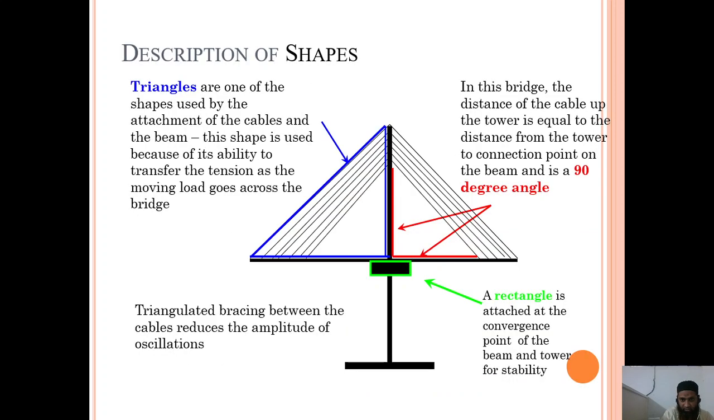Let us see here. You can see the different types of shapes. It is triangular one, and how it is angled here. You can just see this here.